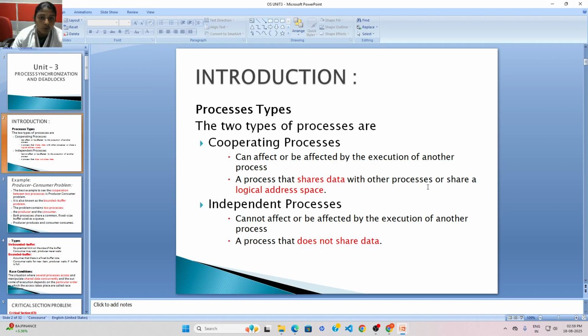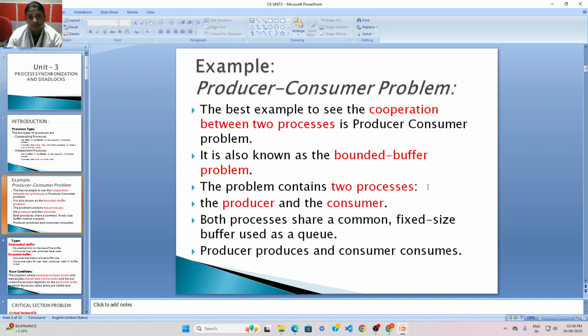There are two types of processes: the cooperating process and the independent process. A cooperating process can be affected by the execution of another process. The cooperating process helps in relieving the job, or otherwise helps in executing another process. Next, the processes share data in the logical address space. What is the independent process? It does not share any data.